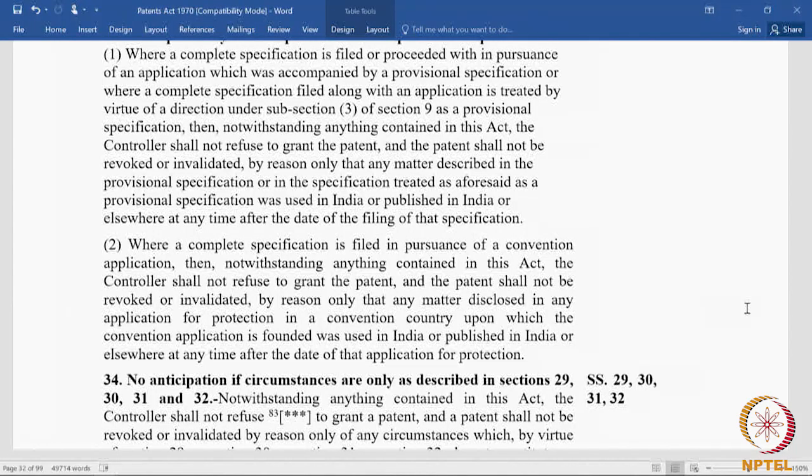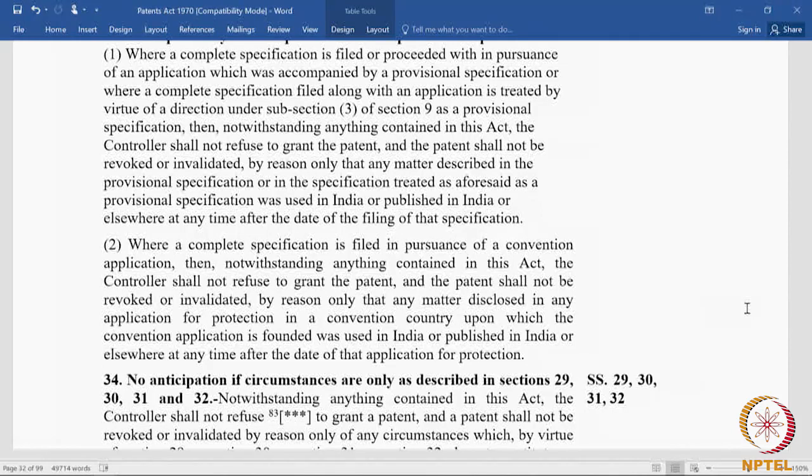the application for protection. Now, just how you can file a provisional in India and disclose it in other parts of the world will not affect your priority of the complete. Similarly, if you file a convention application in a foreign country and then make the disclosure in India, that disclosure will not be used for anticipation, because the convention priority preserves your priority in India. It is just a simple thing of how a convention application can preserve a priority, and any disclosure, any use in India or publication in India or elsewhere at any time after the date of that application will not be used for the purpose of anticipation.